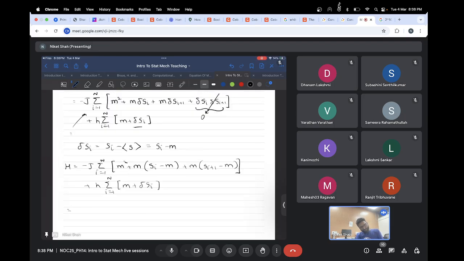So this is equal to minus J sum over i equal 1 to N, M square minus M square minus M square plus M Si plus M Si plus 1 plus h, plus delta Si. Here also I have to substitute Si minus M. So this becomes just Si.